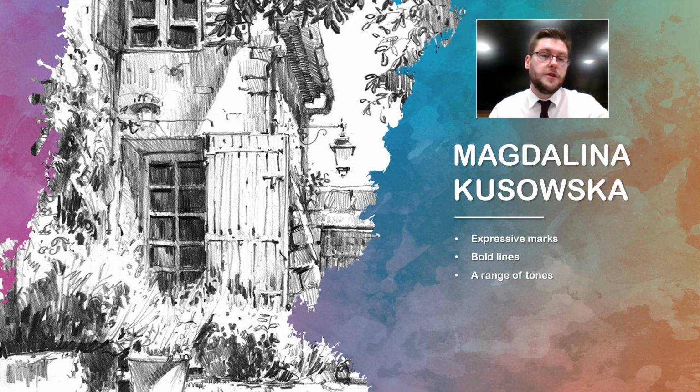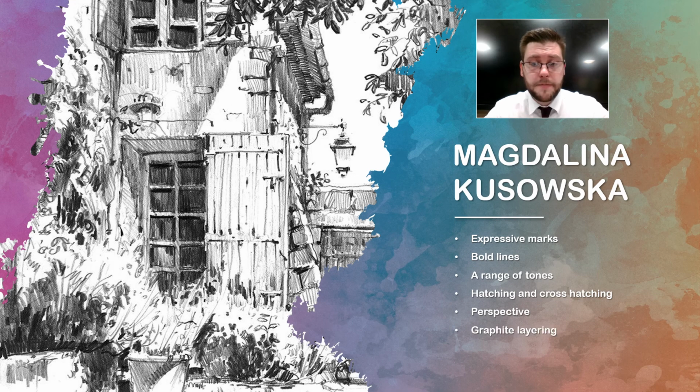You can see that there's lots of shadows towards the windows. There's shadows in the grass at the front, and that gives us a 3D effect. There's hatching and cross hatching, so that's using alternate ways of adding your lines. There's also perspective. You notice the buildings towards the back are a lot smaller because they're further away. There's graphite layering, especially at the front in the grass. You can see lots of different layers and lots of different marks to give you the idea that there's lots of different plants there.